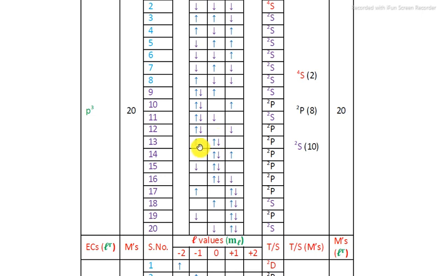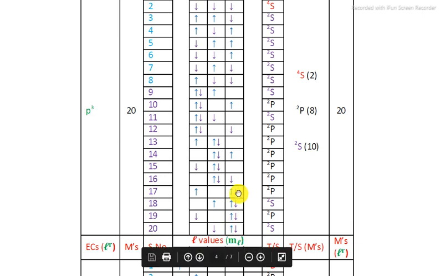Or in other cases, with the middle orbital holding 2 electrons, the positive spin electron goes here or here. Reverse of it, negative spin here or here. If the 2 electrons are present in the last orbital, the positive spin electron goes here or here. Reverse of it, negative spin here or here.